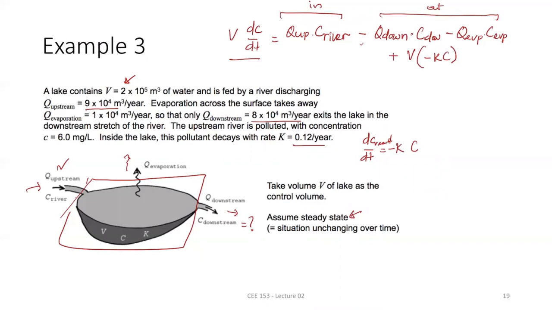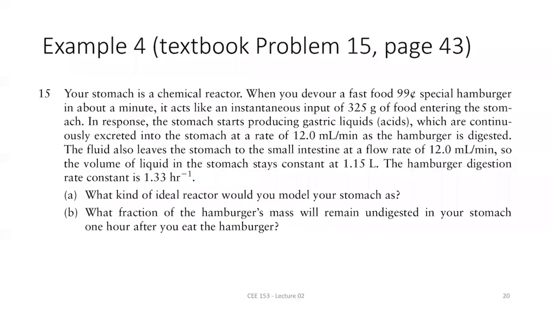And then we also assumed that what is in the system is completely mixed, so the lake water inside is the same as what's leaving. So that's why the concentration downstream must be the concentration in the lake. When you put all those together and rearrange the equation, you should be able to solve for that value. All right, so that's the second example. All right, so that's another question.